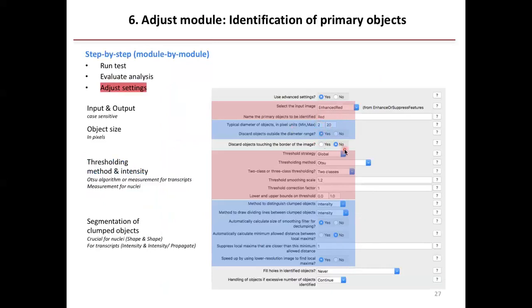This middle part sets thresholding method and intensity. In this case, I'm using the auto algorithm to distinguish between fore and background. And the lower part describes the segmentation of clumped objects, which is not as critical for the in situ hybridization signal, but it's very critical for the nuclei. Here it is done by intensity of the signal.